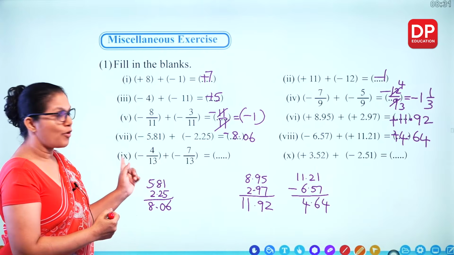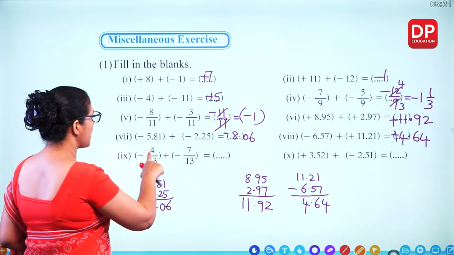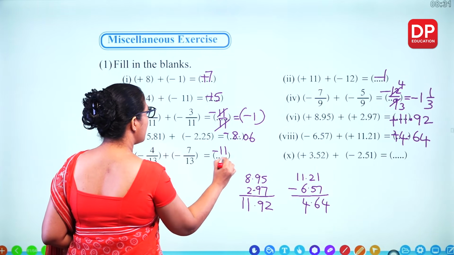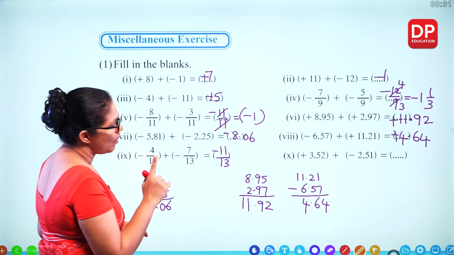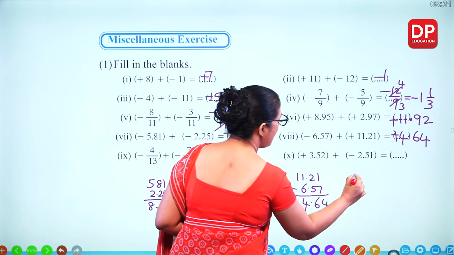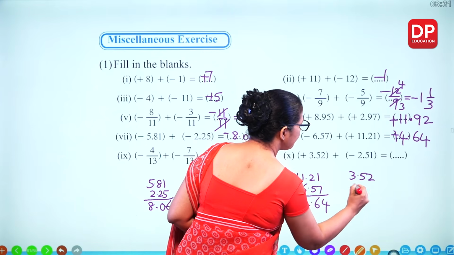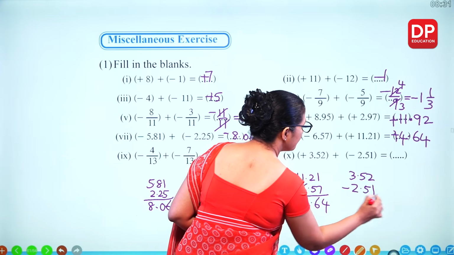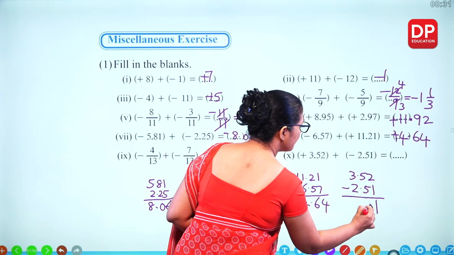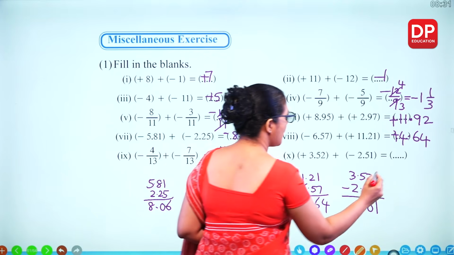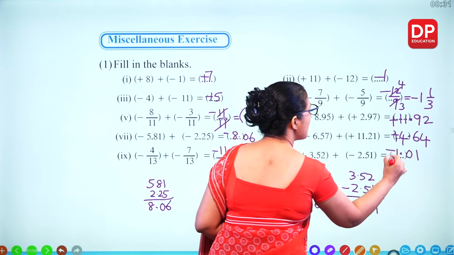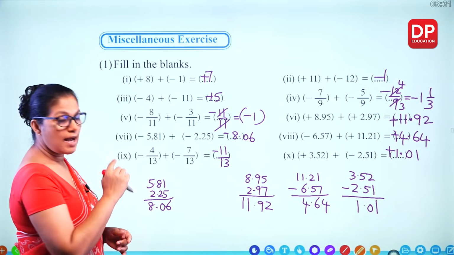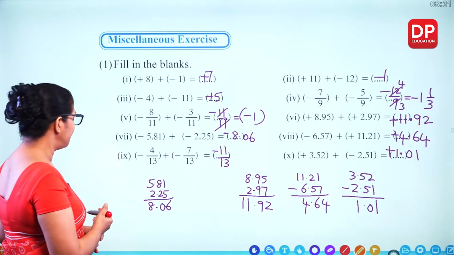This one, both negative. Add it. 7 plus 4, 11. 11 over 13, and this is minus. One is positive, one is negative. Take the difference. .01. What's the sign? Plus, because the larger number is positive.